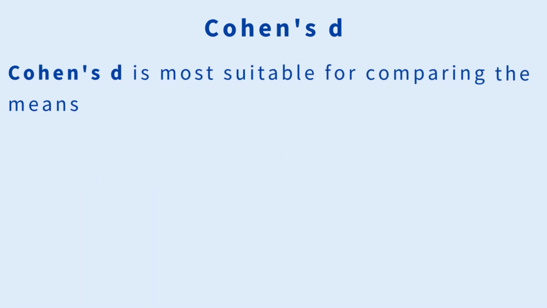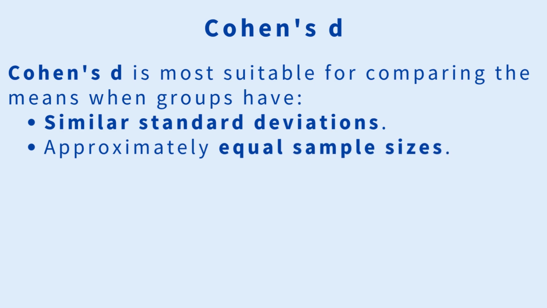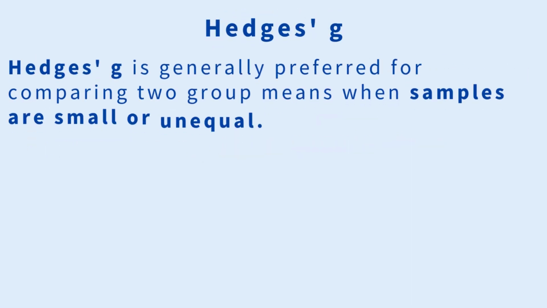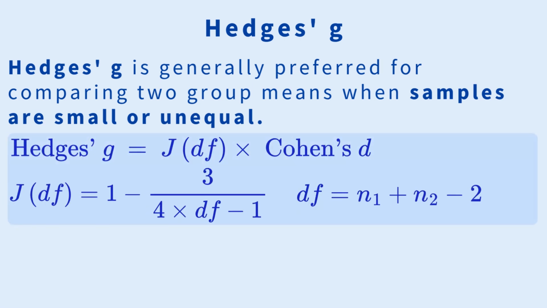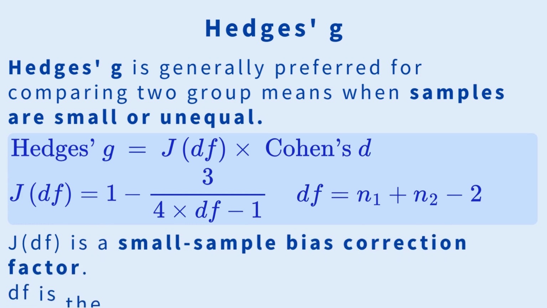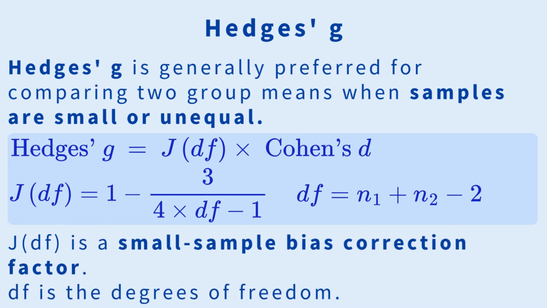Cohen's d is most suitable for comparing the means of two groups when they have similar standard deviations and approximately equal sample sizes. While Hedges' g is generally preferred for comparing two group means when samples are small or unequal. It provides a less biased estimate by multiplying Cohen's d with a small sample bias correction factor.